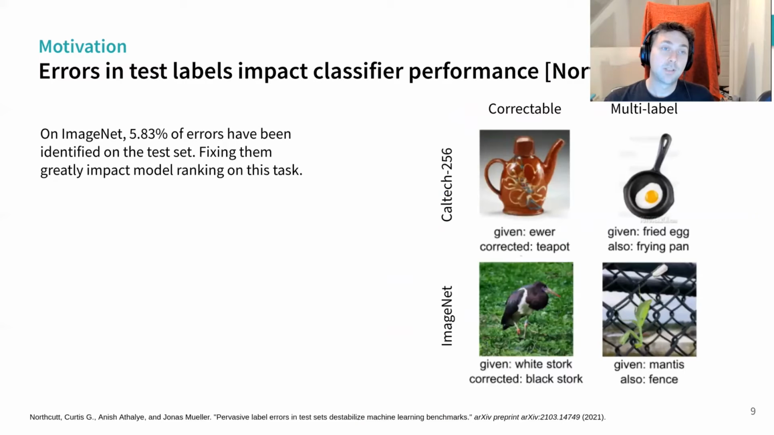So how can we characterize those samples? First, those samples exist in real life. Northcutt has shown it in 2021. They even exist in the test sets of famous datasets. You see here Caltech 256 and ImageNet.